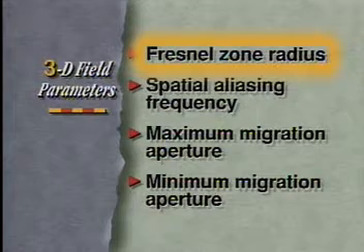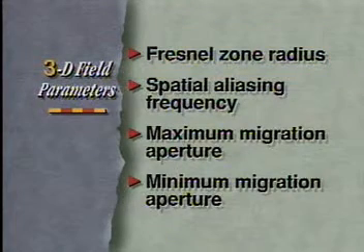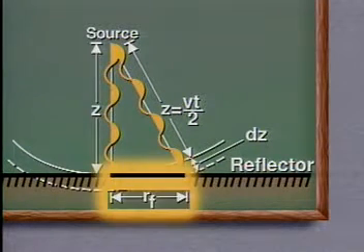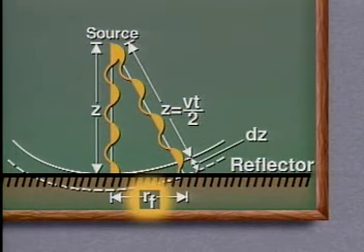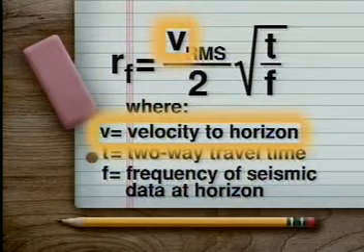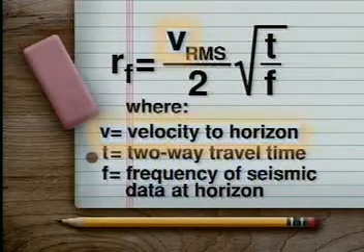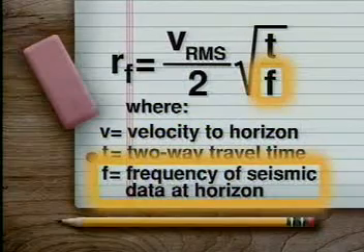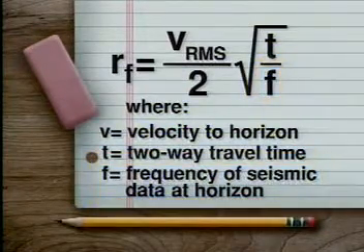First, let's determine the Fresnel zone radius for a prospective horizon. We remember that the total observed energy actually comes from an area of reflection points in the subsurface. The Fresnel zone defines the size of this reflection area, and we need to know the size of this zone in order to be able to properly focus reflections. The radius of the Fresnel zone is equal to 1/2 the RMS, or root mean squared, stacking velocity, down to the horizon, times the square root of the two-way travel time to the horizon, divided by the frequency of the seismic data at the horizon.